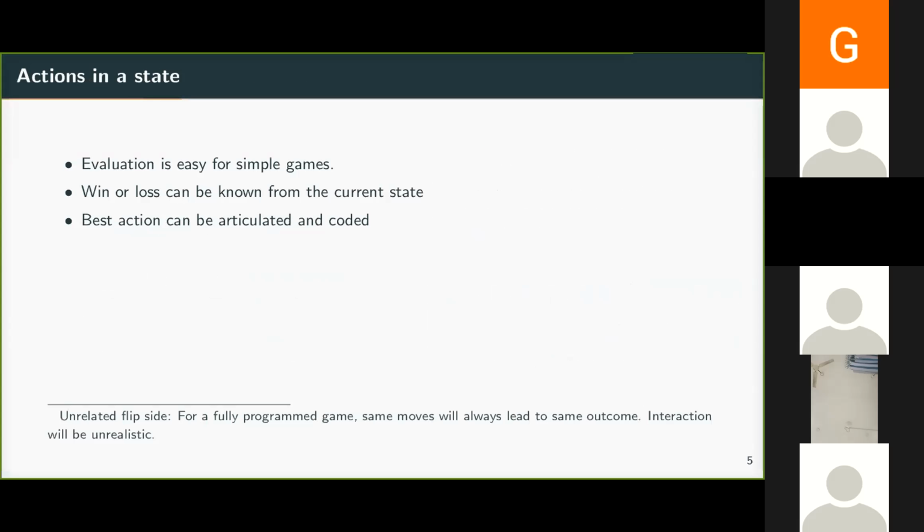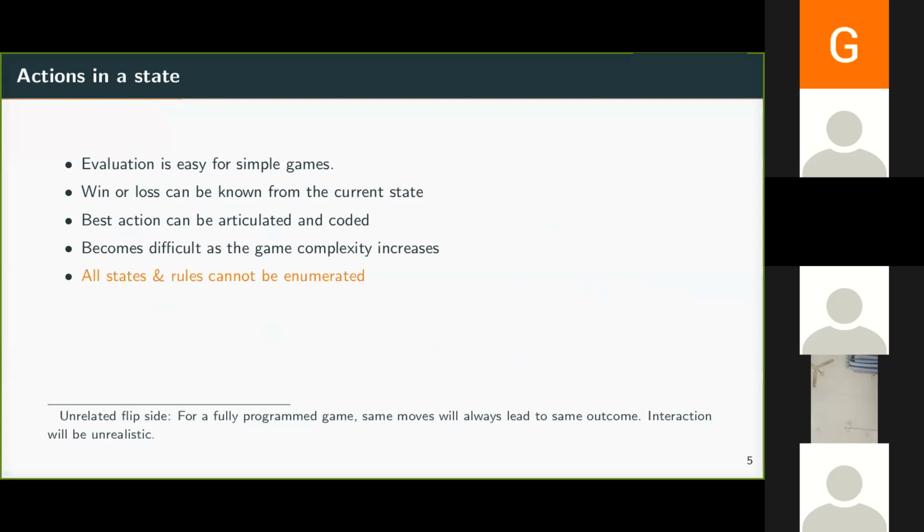And the best action can be articulated and coded. So even without going into reinforcement learning, if I know the possible combinations, it can simply be coded. You can write code saying that if this is the board state, do this. If this is a board state, do this. You can write a set of lines of code and the code will make sure you win all the time. That is very easy to do. But this will become difficult as the game complexity increases.